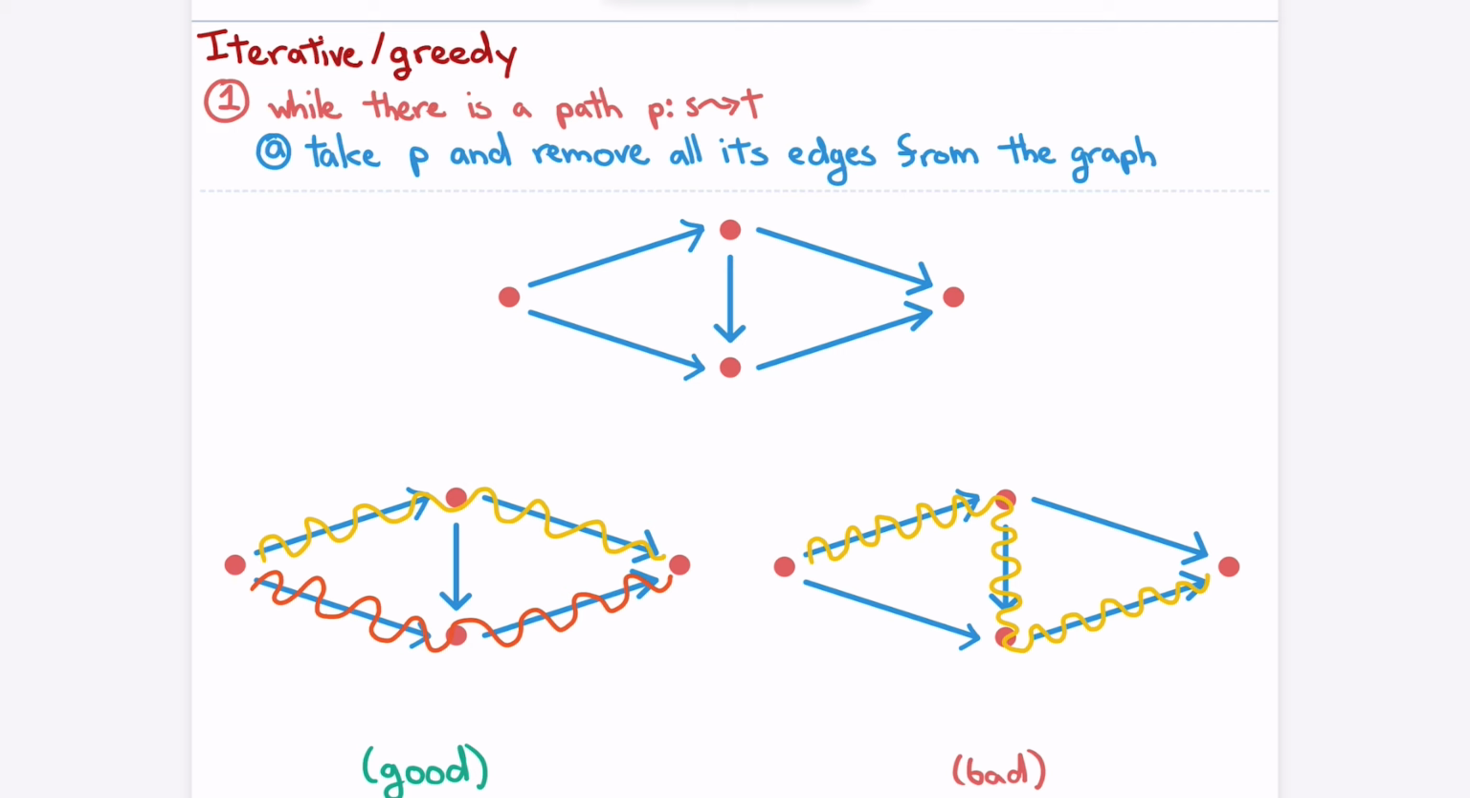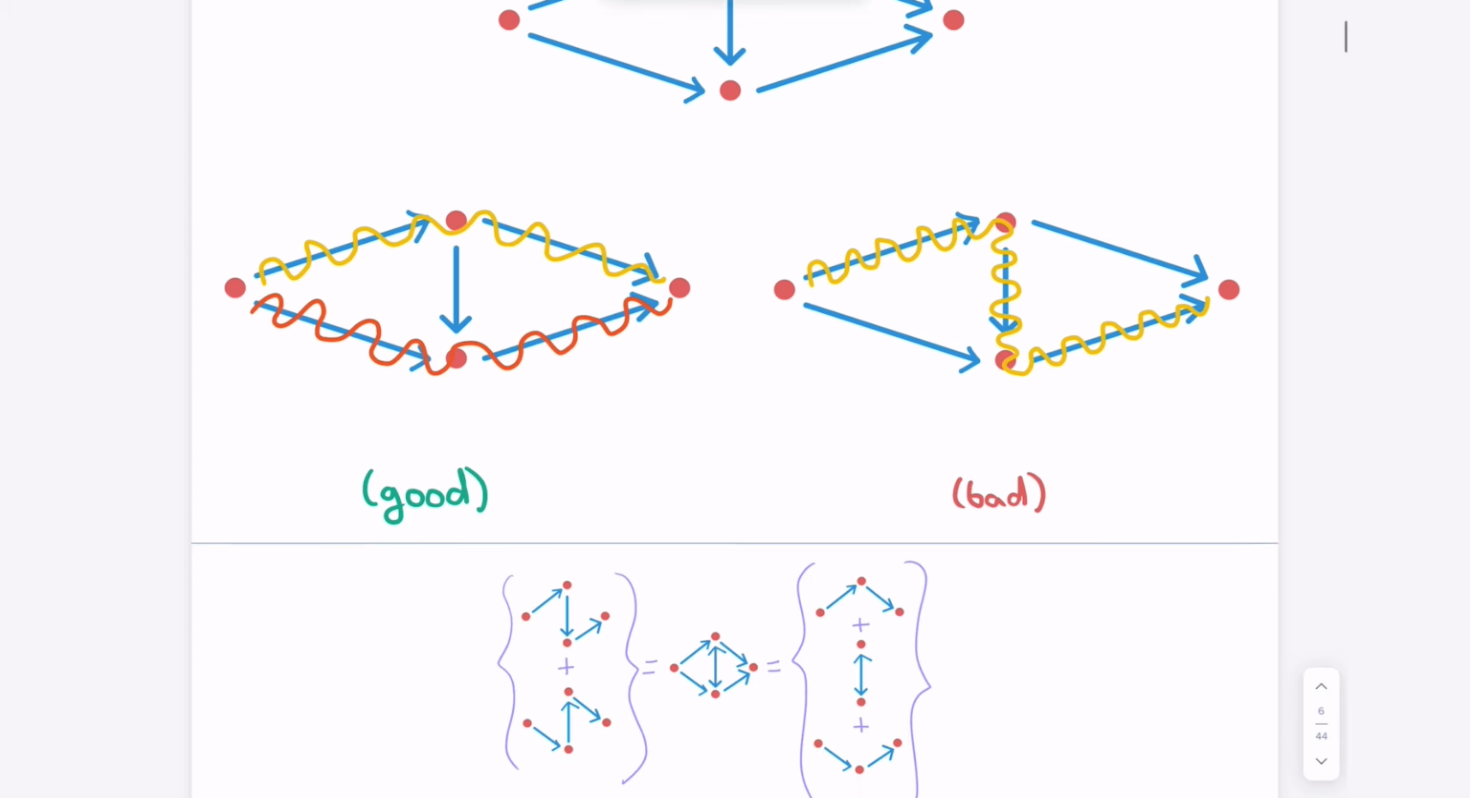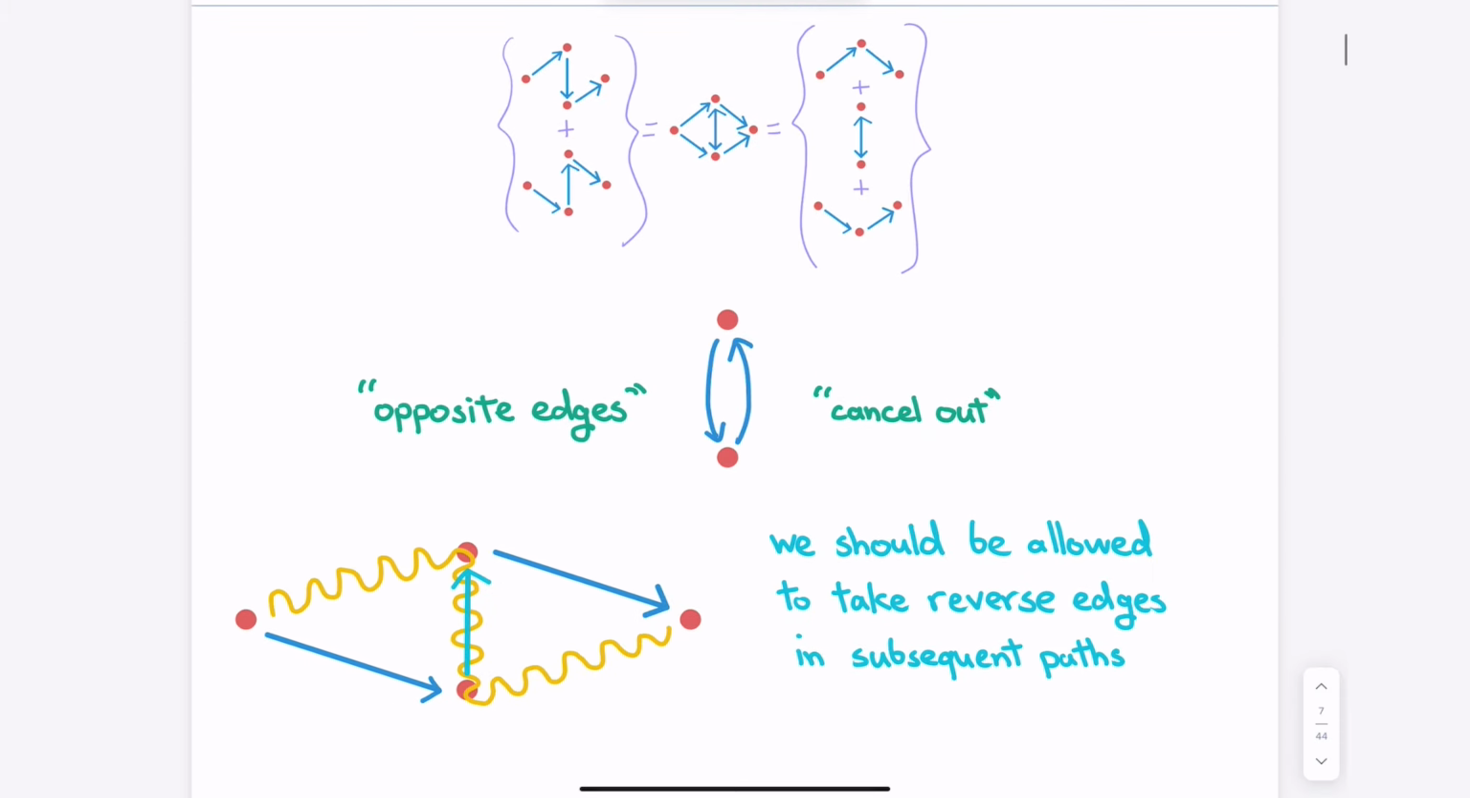One idea is, why don't we just take as many paths as possible without too much thinking? Well, that would work here. I found two paths in the bottom left, but it might not work. If I took this path that uses the middle edge, I'll only be able to pack in one. So greedy doesn't just work, but there was this trick where we could always cancel out opposite edges. After taking this awkward path, I should be allowed to add the reverse of the edges I took, because I know that if I took them, in the future I can unscramble it later on and recover two edge disjoint paths.